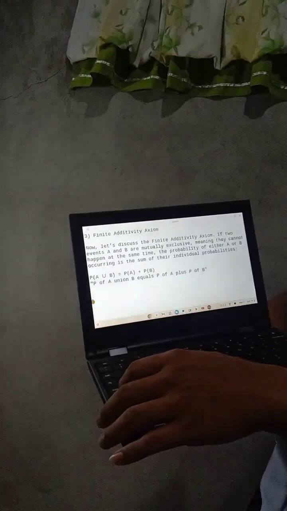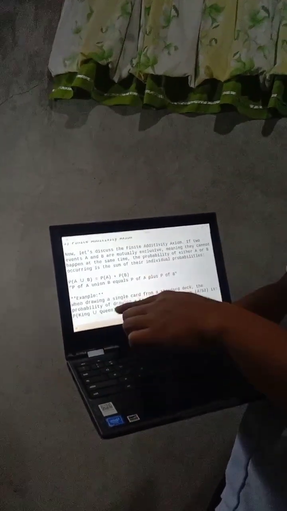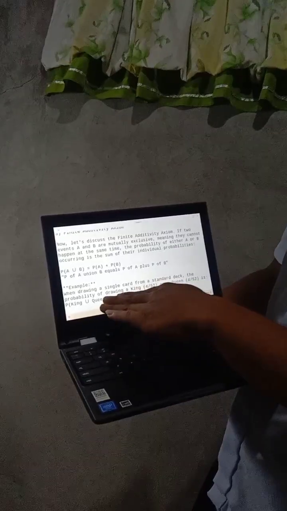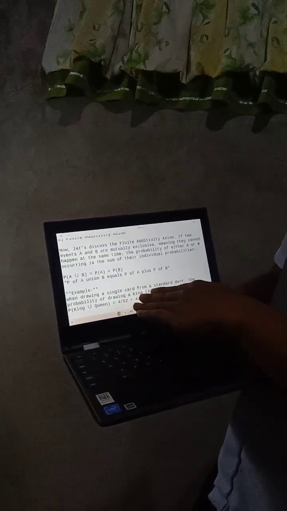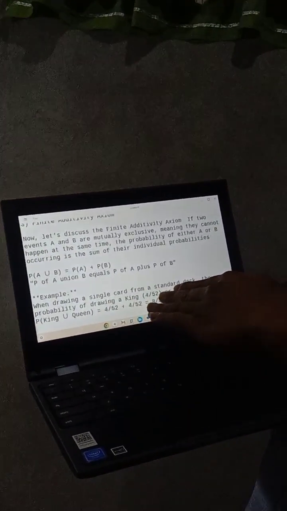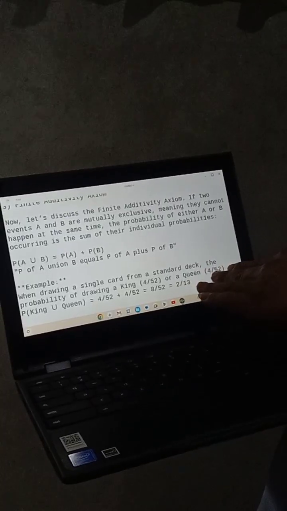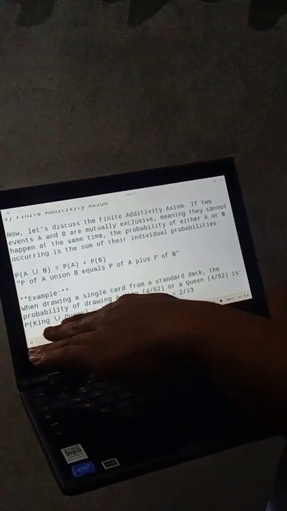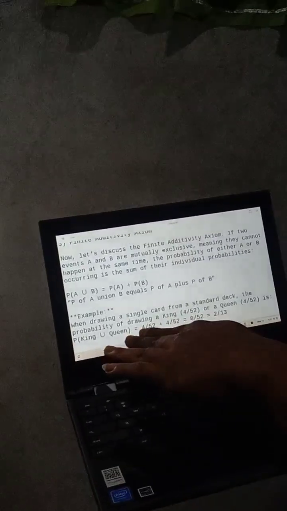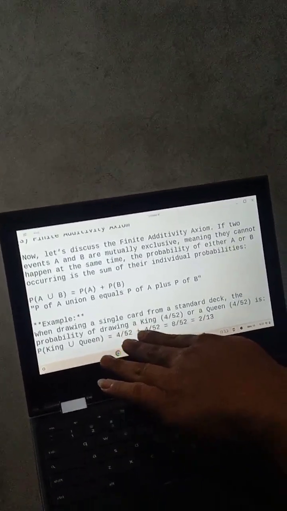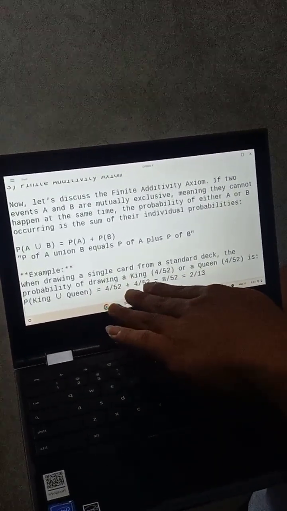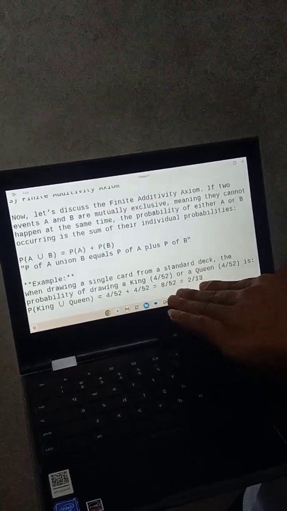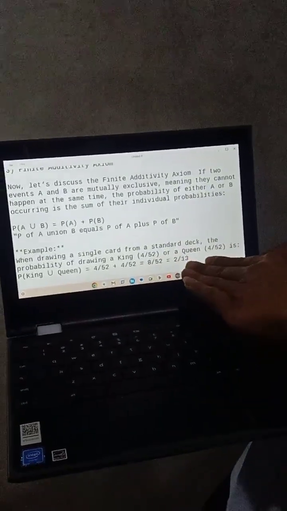So we have here an example. When drawing a single card from a standard deck, the probability of drawing a king is 4/52, or a queen is 4/52. Thus, probability of king union queen is equal to 4/52 plus 4/52 equals 8/52, which equals 2/13.